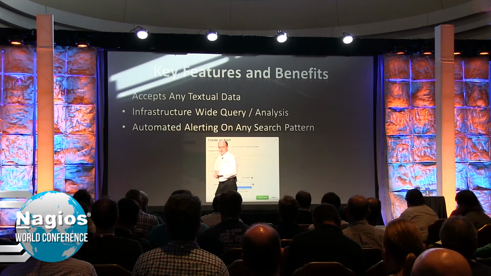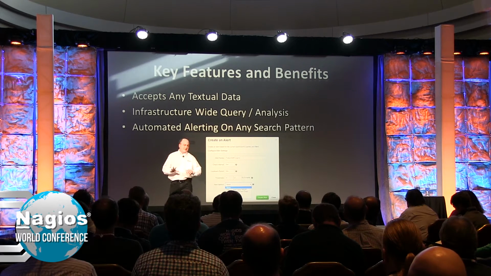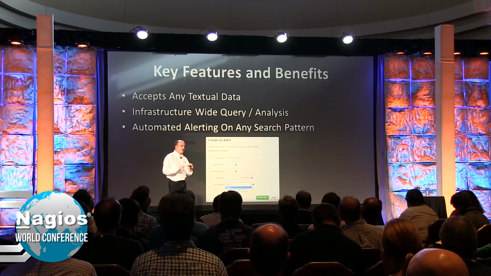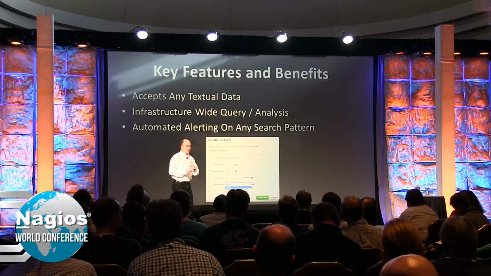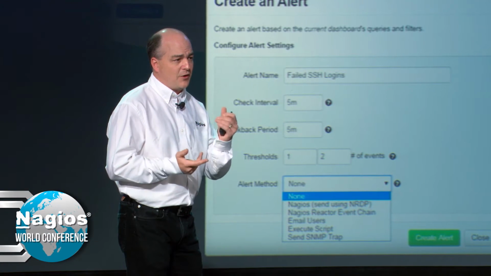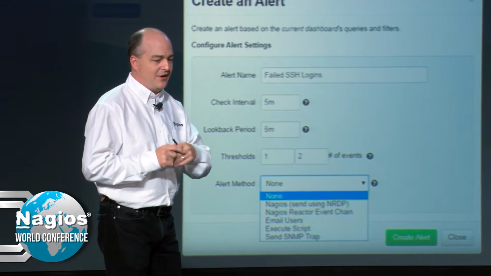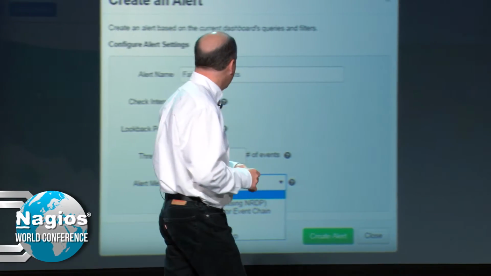We have automated alerting based on any search pattern. As you use the easy user interface, you can create your custom queries and filters, drilling down to the detailed specifics that are important to you. And decide at that point, if I want to receive an alert on this, I simply click a button and I'm presented with this screen where we can create a custom alert, specifying the interval we want to check for the quantity of items being returned, how far back we want to look in that count, set the thresholds with regular Nagios standards, and then choose the alert method we want to use.